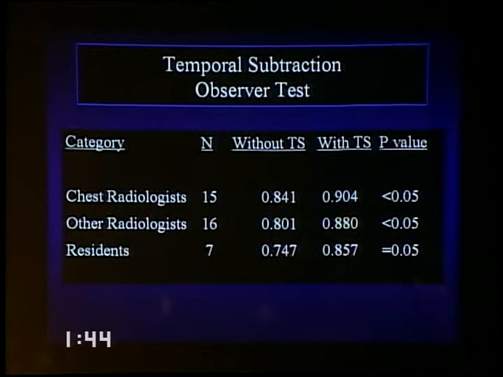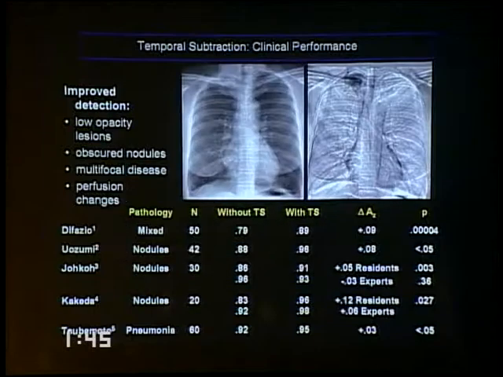And in observer tests, certainly we and others have found that there is a significant improvement in the accuracy of both chest radiologists and non-chest radiologists using temporal subtraction. And indeed, residents, typically less experienced readers, show a bigger improvement with various kinds of image enhancement and CAD, which is as expected, so that residents on this series of cases of lung cancer did better actually than attending chest radiologists when the attendings did not have the subtraction.